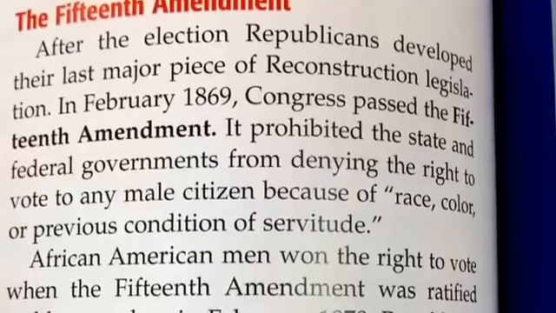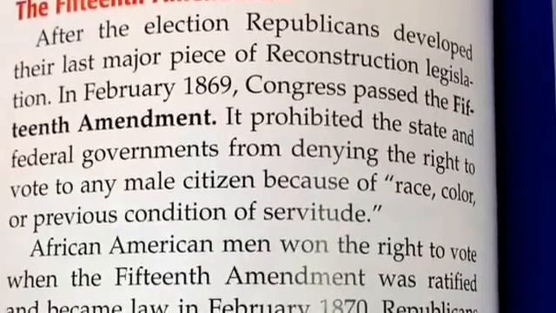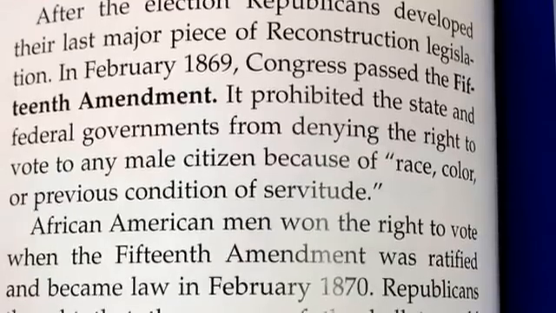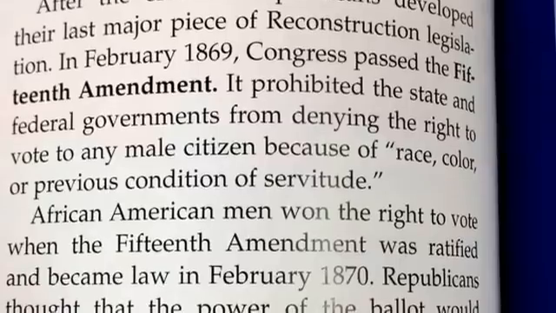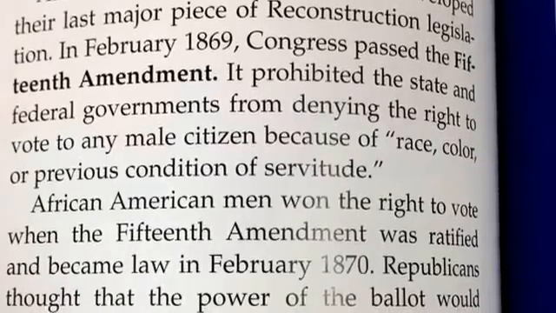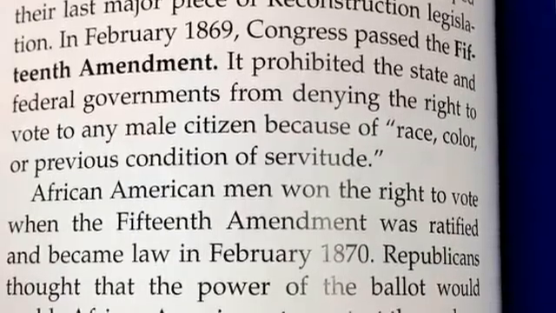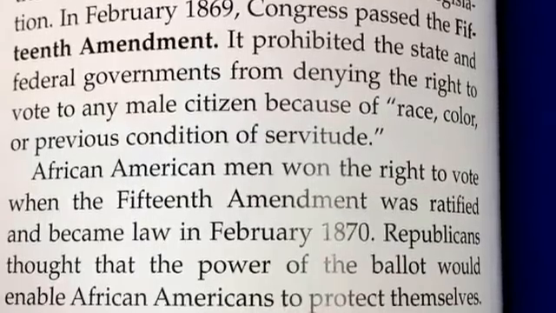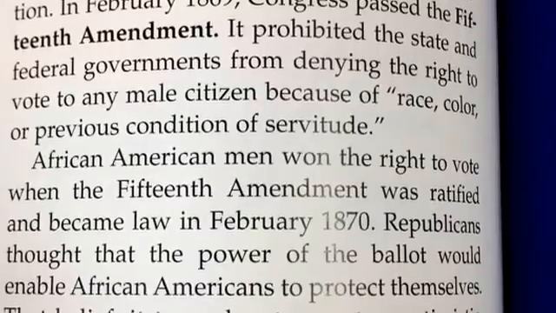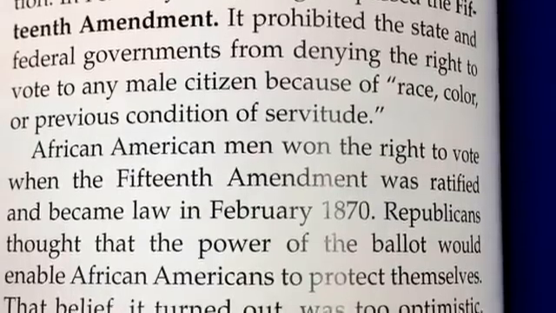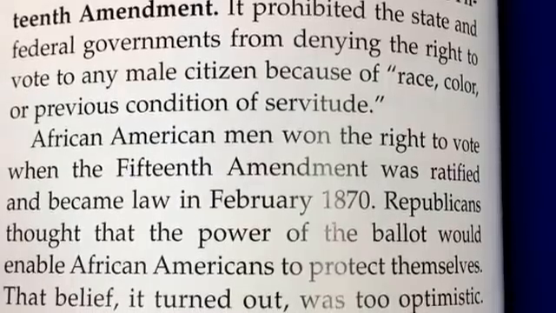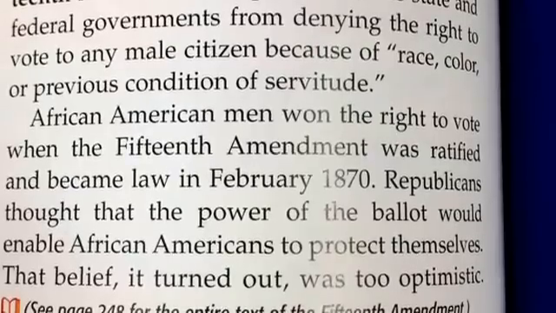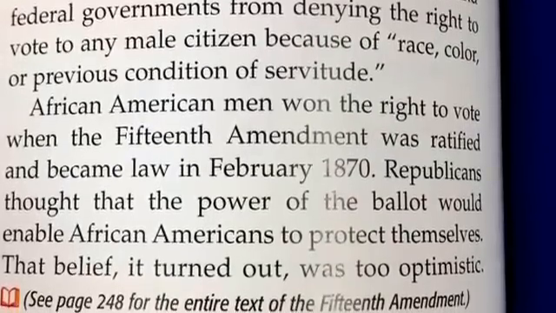The 15th Amendment. After the election, Republicans developed their last major piece of Reconstruction legislation. In February 1869, Congress passed the 15th Amendment. It prohibited the state and federal governments from denying the right to vote to any male citizen because of race, color, or previous condition of servitude. African American men won the right to vote when the 15th Amendment was ratified and became law in February 1870. Republicans thought that the power of the ballot would enable African Americans to protect themselves. That belief, it turned out, was too optimistic, and we'll deal with that in a little bit.